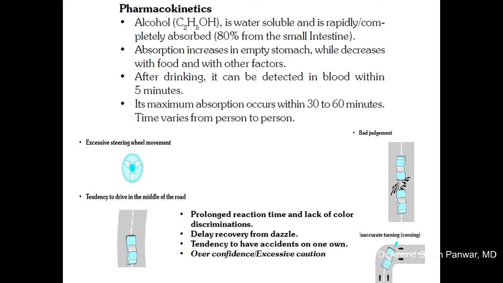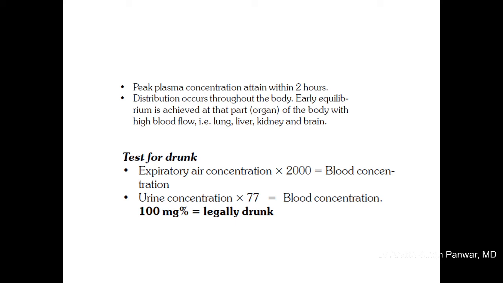Now you see here in the diagram the various effects of alcohol in the blood on driving. If the blood level crosses above 100 milligram per dl, it will cause excessive steering wheel movement during driving. A tendency to drive in the middle of the road will develop in alcoholics. Bad judgment regarding turning and overtaking, and inaccurate turning at corners are the major drawbacks of driving with alcohol. The peak plasma concentration of alcohol is attained after 2 hours.